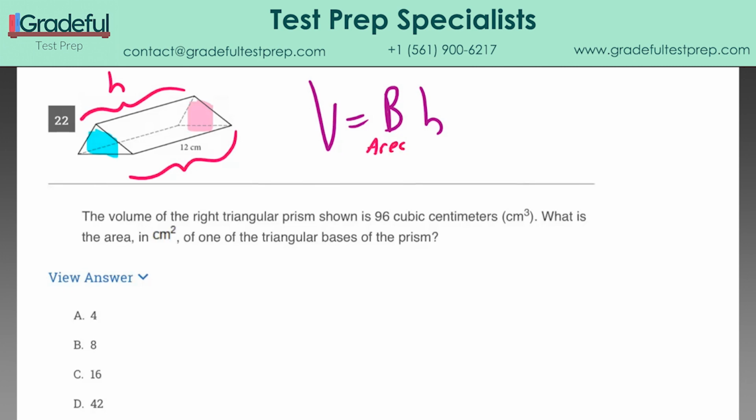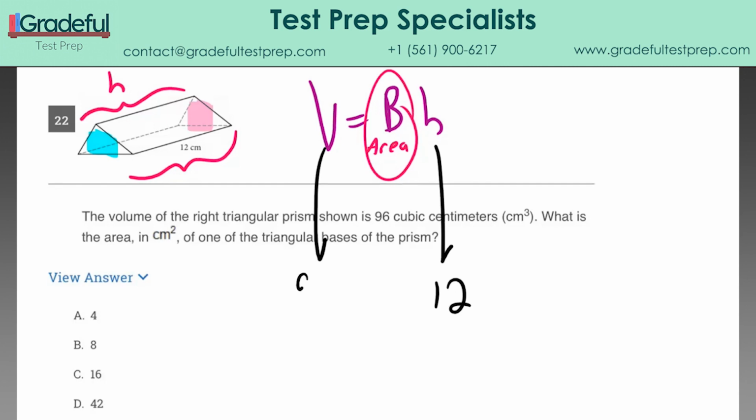That's why we have a capital letter here, because it's an area multiplied by the height. So this question is very obviously directed at this formula. It's looking to see who knows it and who doesn't know it. The height is 12, and the volume is 96. So now we can just solve for the base, and 96 divided by 12 is 8. So the answer is 8, which is B for number 22.